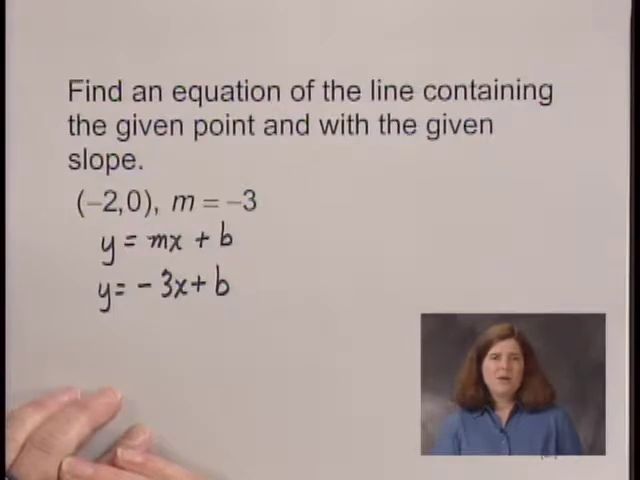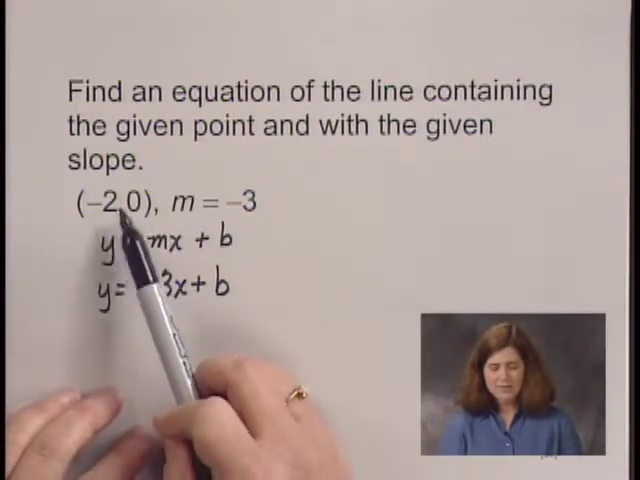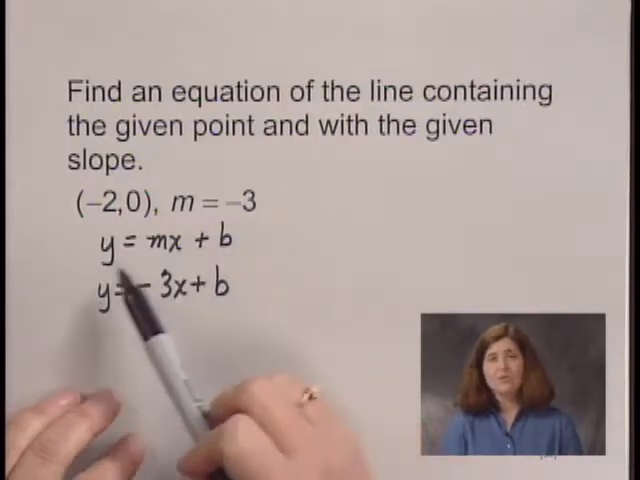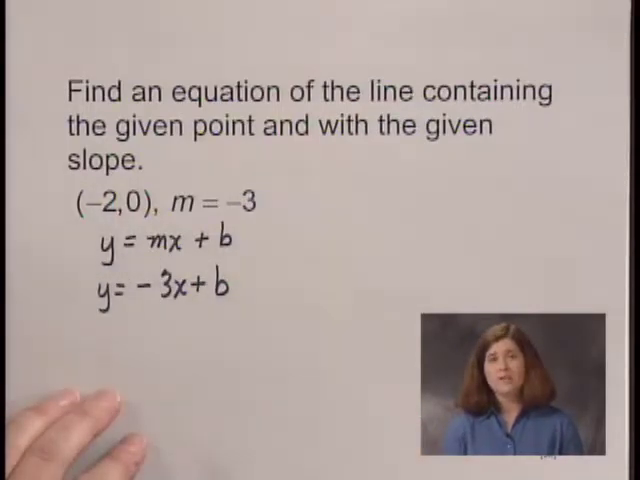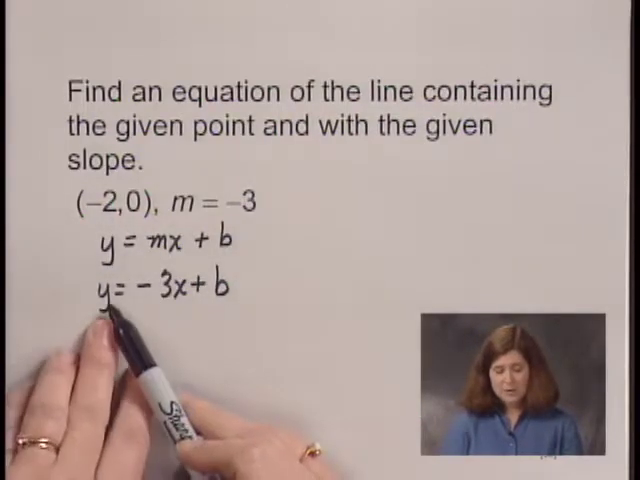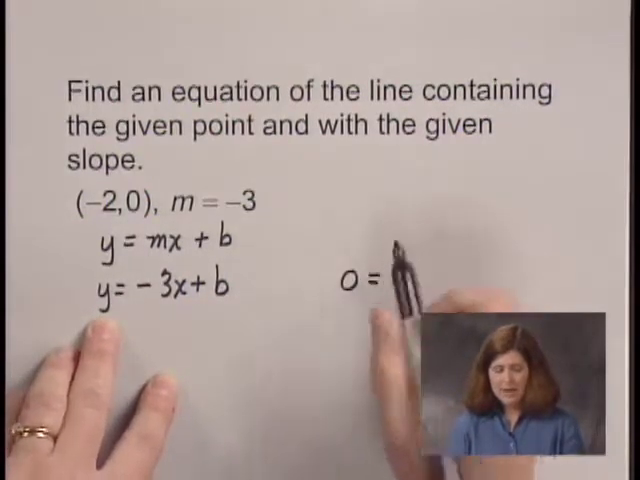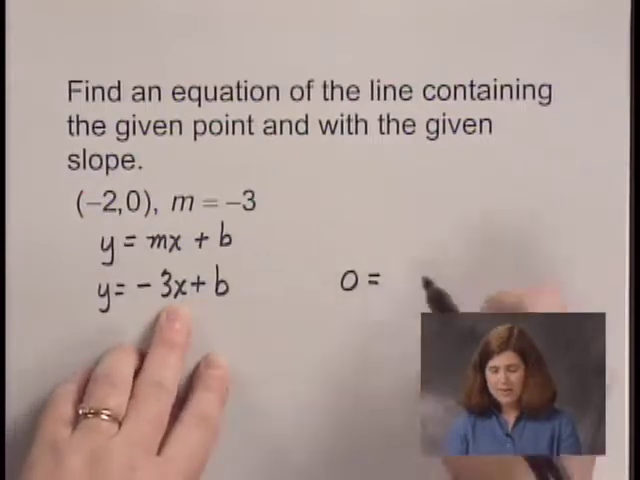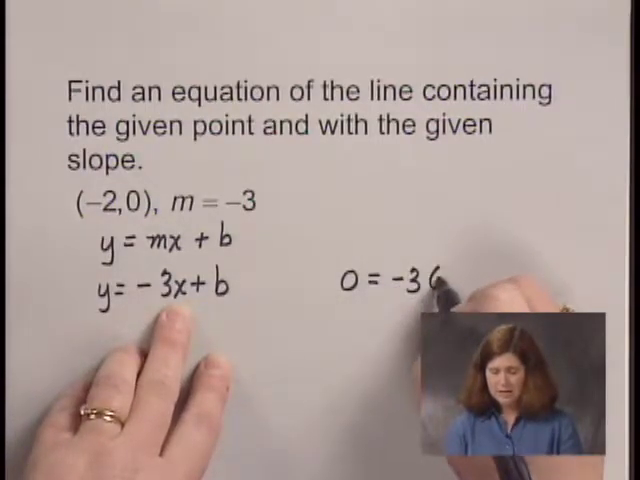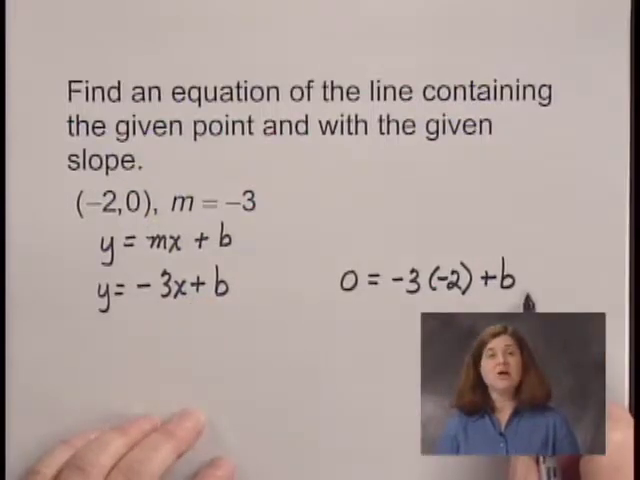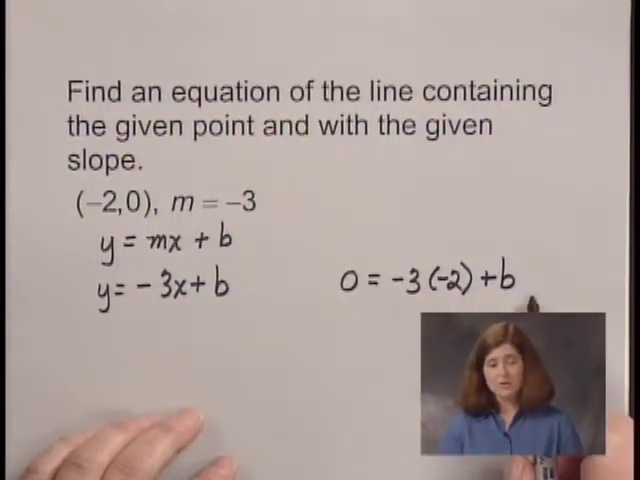In order to do that, we need to think, since (-2, 0) is on the line, then this equation is true when x is -2 and y is 0. So we can substitute 0 for y and -2 for x and keep the b, and now we can solve for b to see what b will make this true.